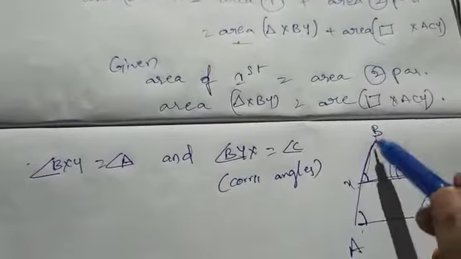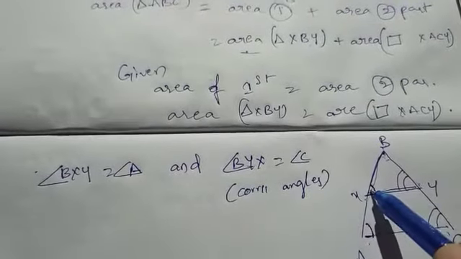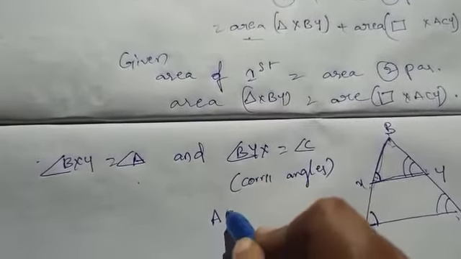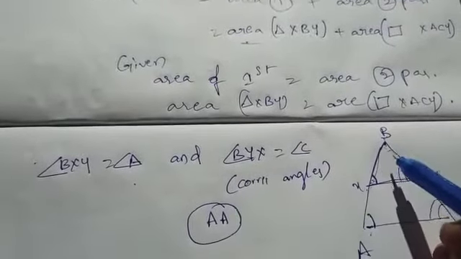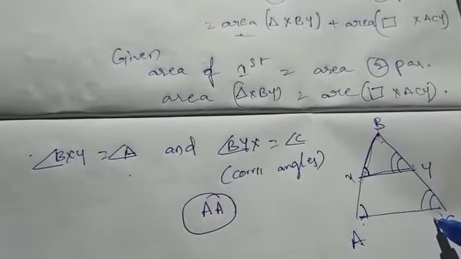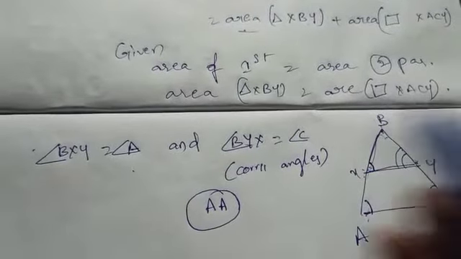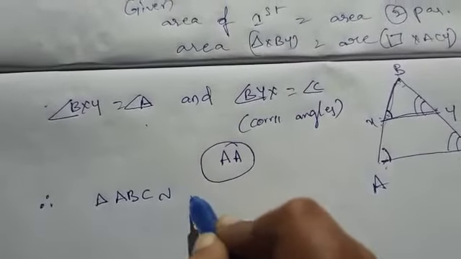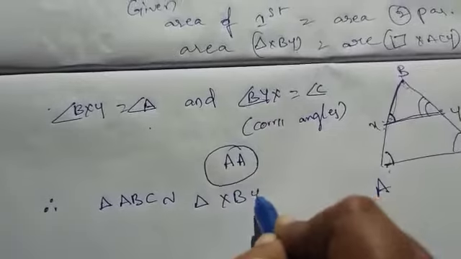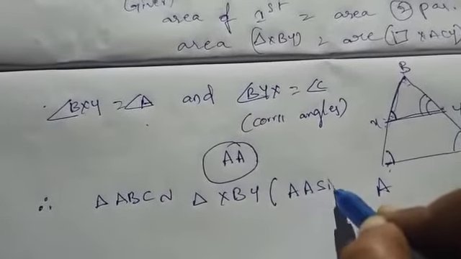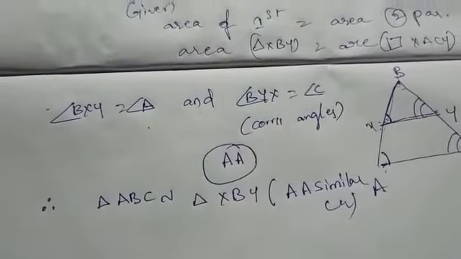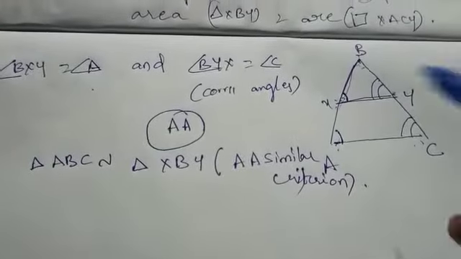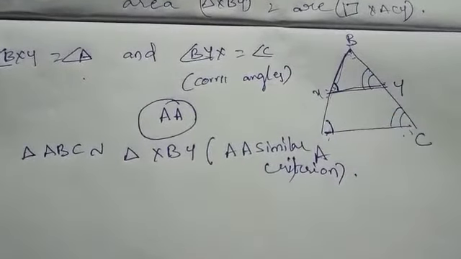So see these two triangles, triangle BXY and triangle BAC. Okay, the bigger triangle and the smaller triangle. Okay, here corresponding angles are equal. Okay, using the AA similarity criterion, triangle ABC is similar to triangle XBY. Therefore, triangle ABC is similar to triangle XBY, using the AA similarity criterion. Okay. Here these two triangles are similar.